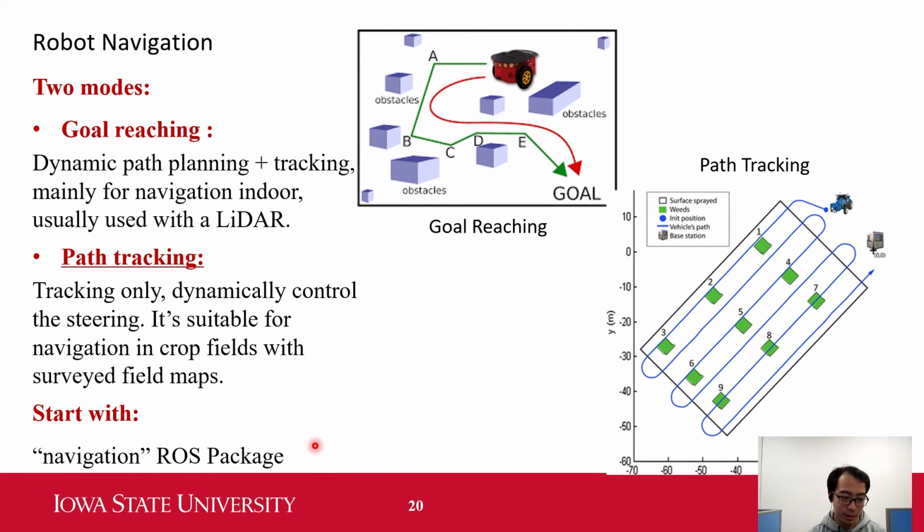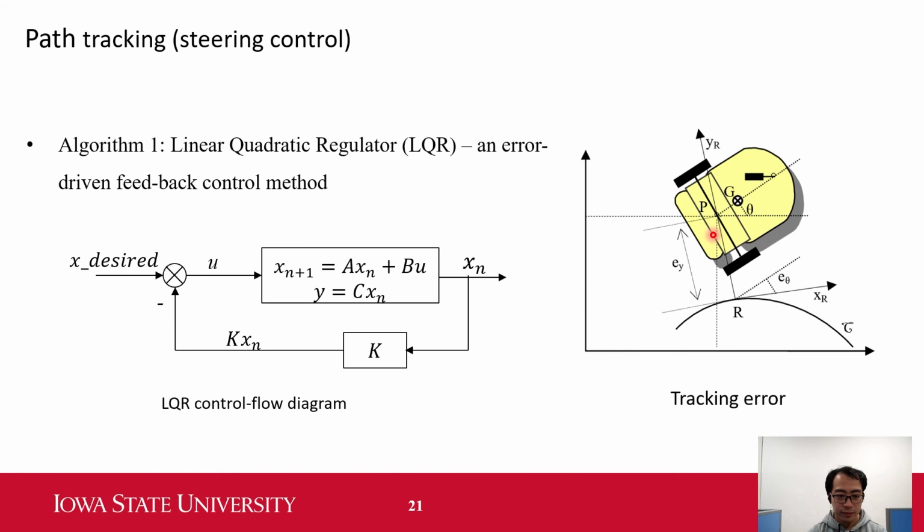To start with, we can use this navigation ROS package. For path tracking, the main objective is to reduce the tracking error. The tracking error has both heading error and position error. So many methods are available. For us, we implemented three methods on our robot. The first algorithm is LQR, which is a feedback control method. It controls the robot steering based on the current and the previous tracking error.